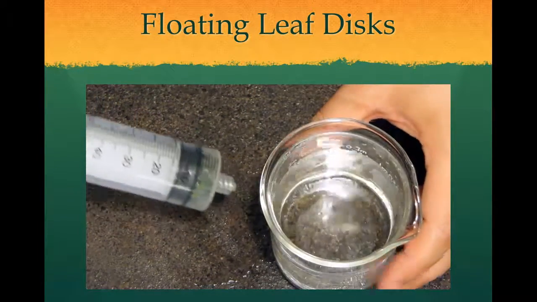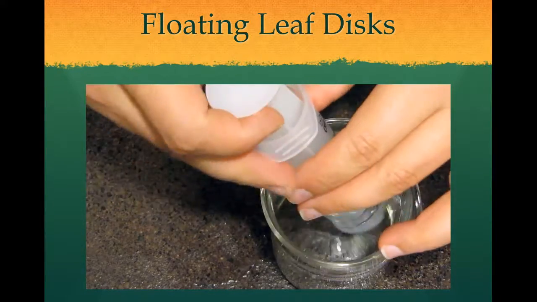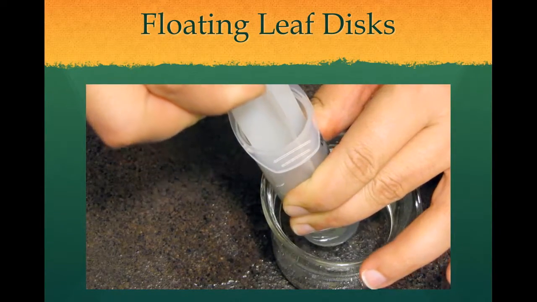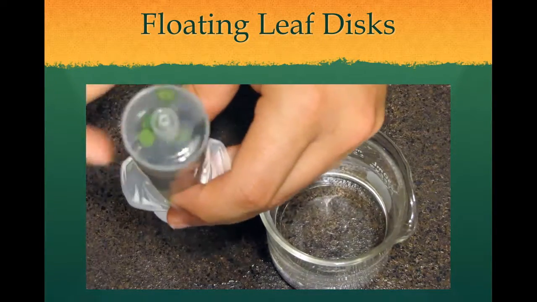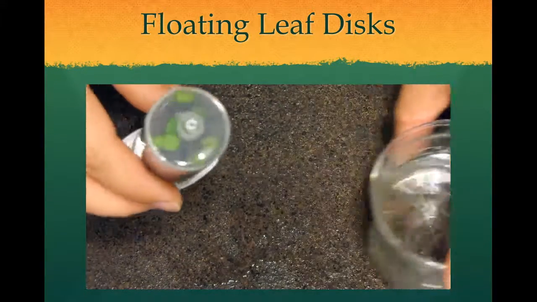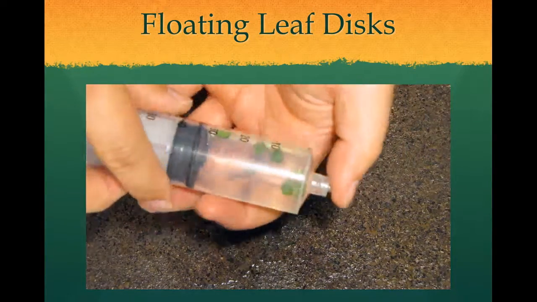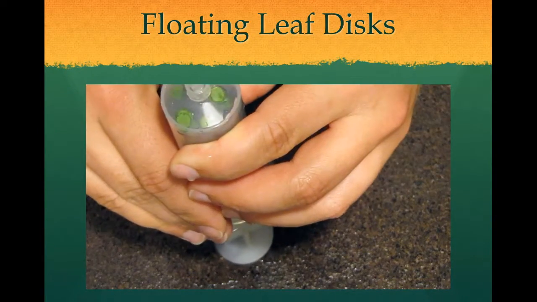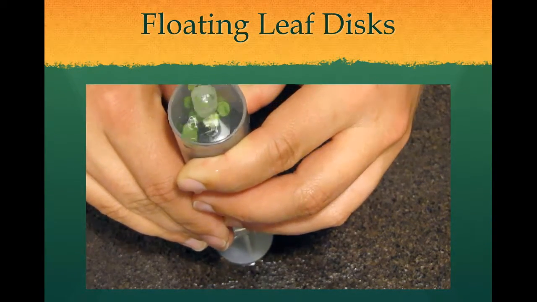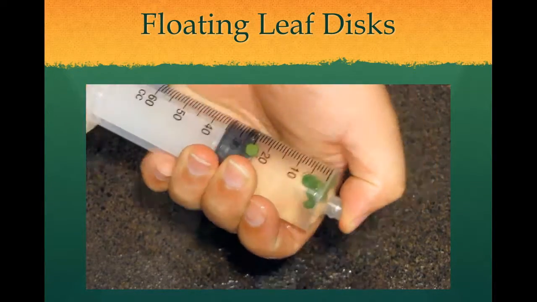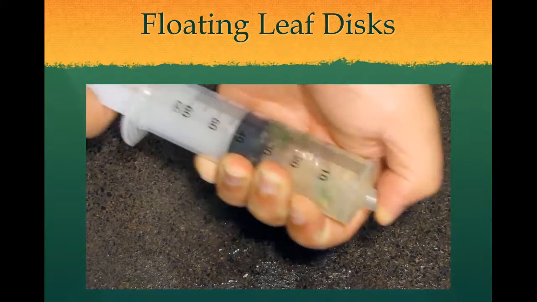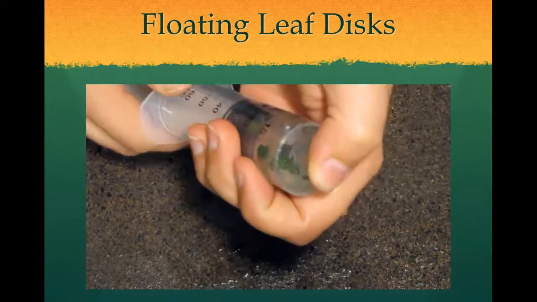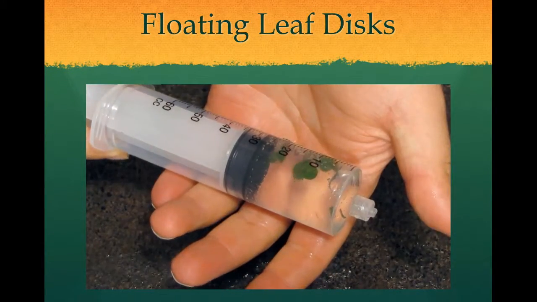Pull in around 20 milliliters of buffer solution. Turn the syringe upside down, make sure all of the leaves are floating, and then expel the air out of the top of the syringe by pushing down on the plunger. Once all the air is out of the syringe, put your thumb over the opening of the syringe, pull back on the plunger, and shake vigorously.